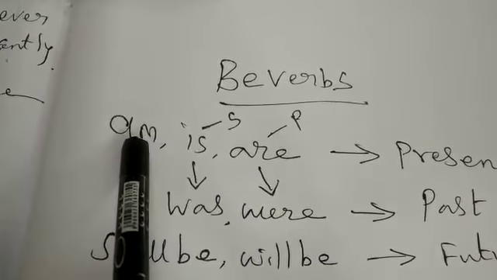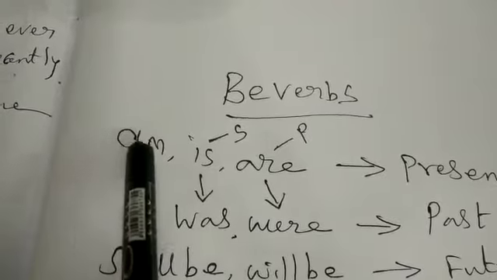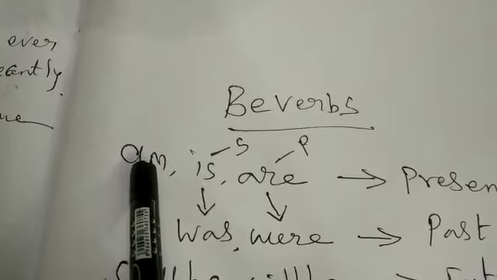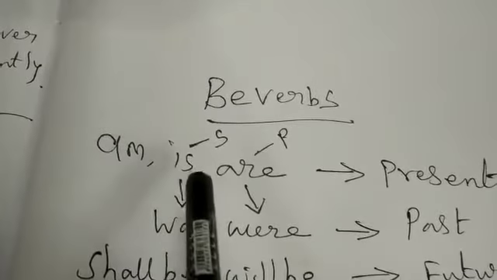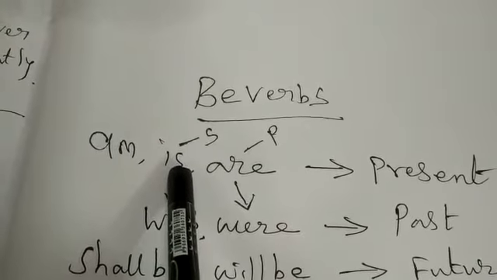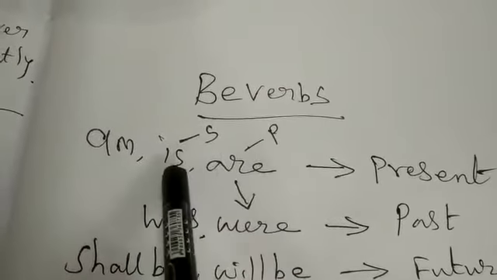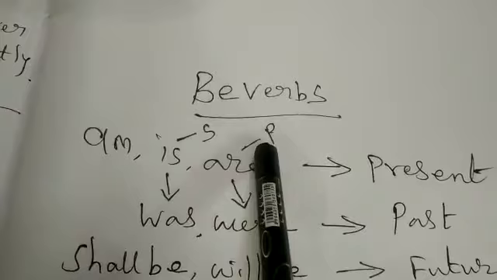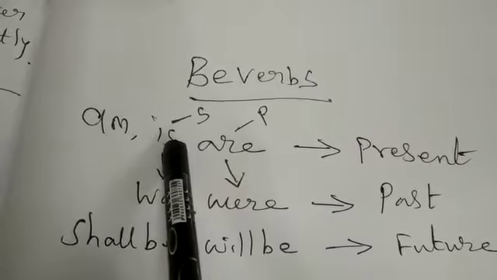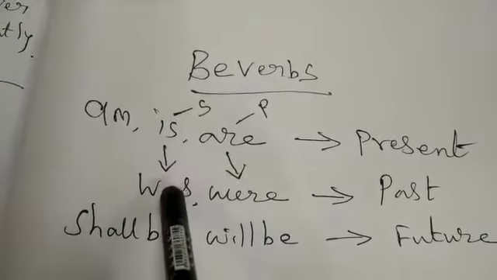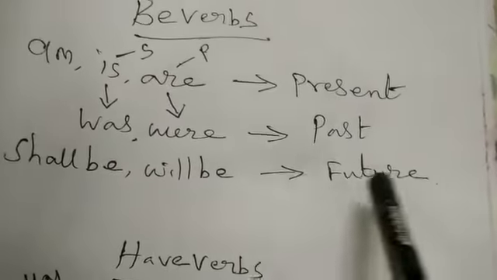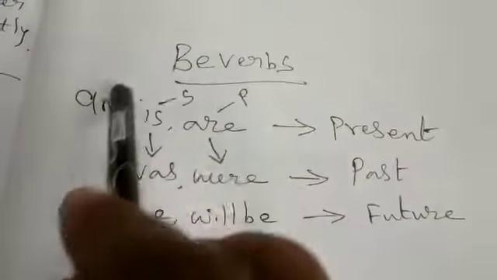The be verb am is only for I. If you find subject I in the given exercise, in the present tense, you must use am. At the same time, if you find the subject as singular, you can use is, plural are. Is is a singular verb, are a plural verb. Was, were, past tense. Past tense for is was or were. Shall be, will be, future tense. These are called be verbs.